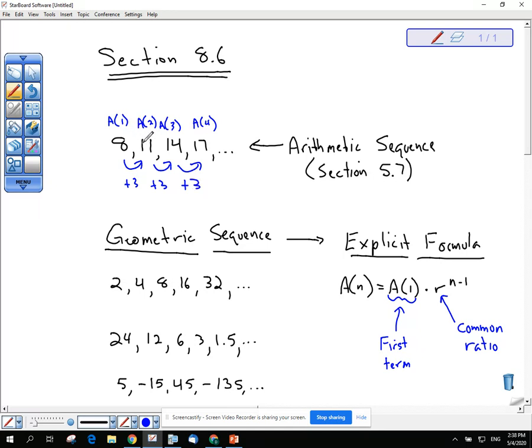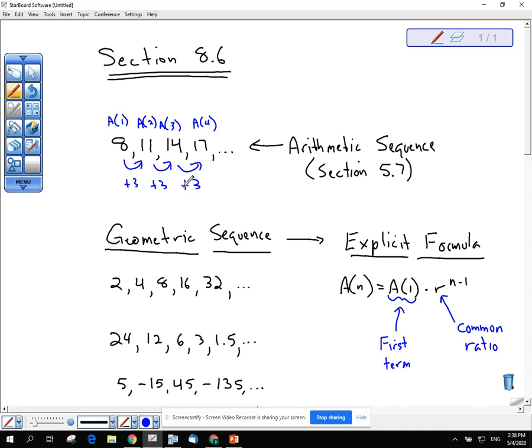And the reason it's called a common difference, differences in subtraction, is because if I take a number and subtract the previous term, I get that difference. And if that difference is the same from one to the next, 17 minus 14 is 3, 14 minus 11 is 3, 11 minus 8 is 3. If it's the same thing each time, that makes it common. Therefore, it's a common difference, and therefore it is an arithmetic sequence. Now, again, that was section 5.7.